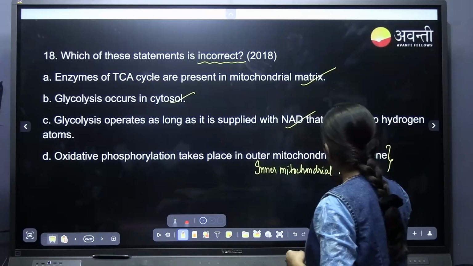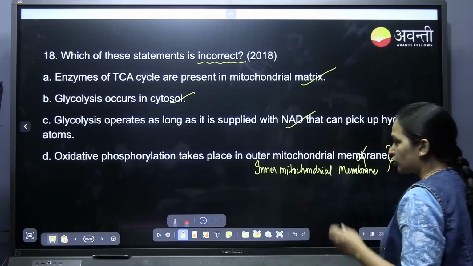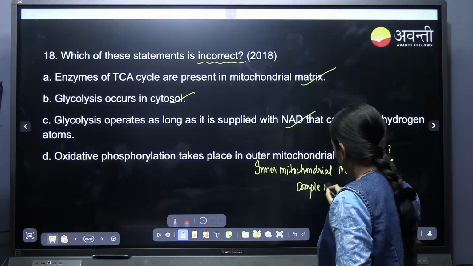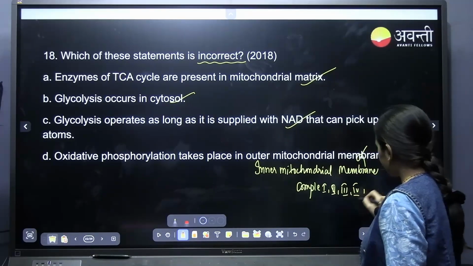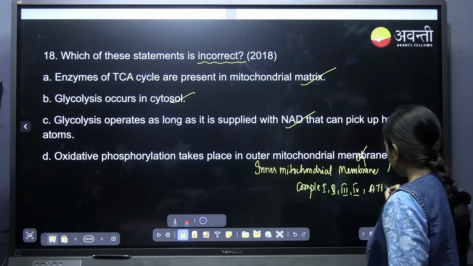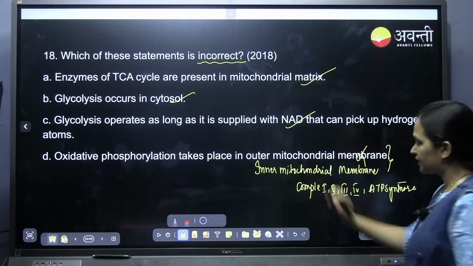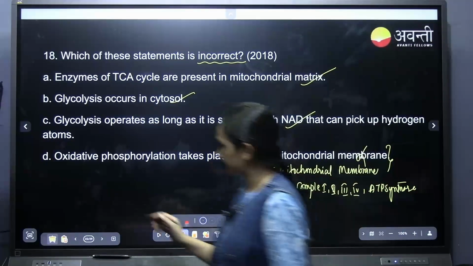Inner mitochondrial membrane. All complexes, complex 1, 2, 3, 4 and the 5th one, that is ATP synthase, all are present in the inner mitochondrial membrane only. So option D is wrong.